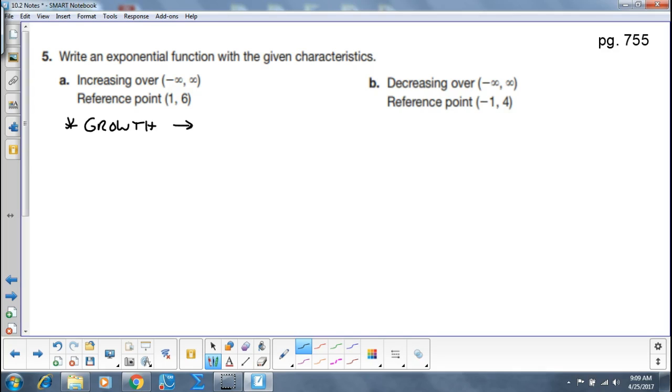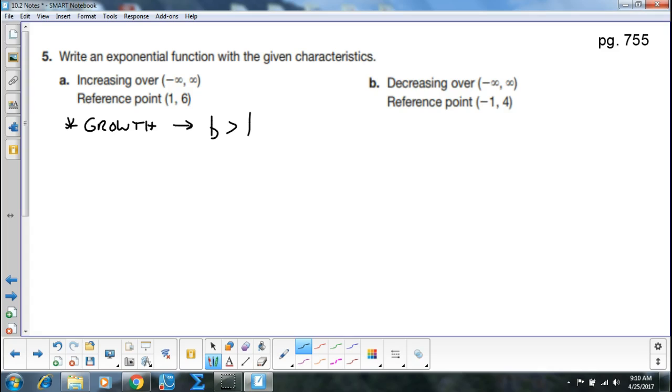The base number has to be over 1. The b has to be greater than 1. Okay? Oops, I put 0. Tap the brakes. b has to be greater than 1. Okay? So give me an example of an exponential growth function where b is bigger than 1 that goes through the point 1, 6. Go.